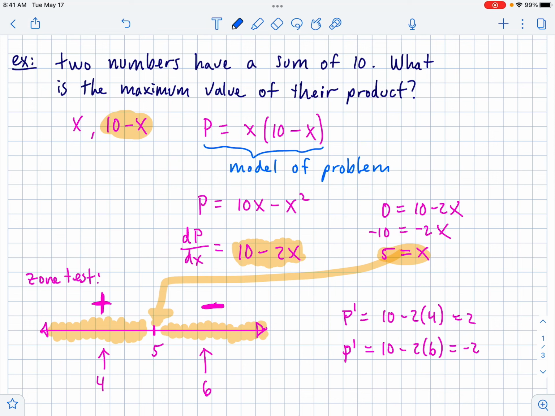Now, if you can picture a function that has positive slopes to the left and negative slopes to the right, that means the function is going uphill on this side, and then at 5 it has a maximum, and then goes downhill. So it looks something like this. What that means is, at 5, we found a maximum. So the answer is 5 and 5.